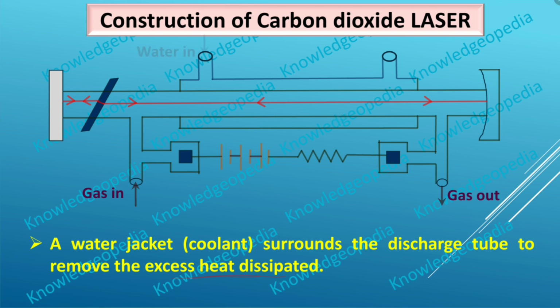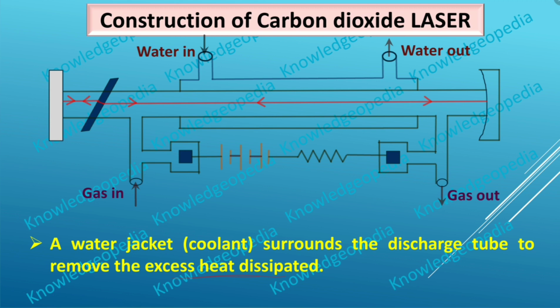So from one end the water gets into the water jacket and it flows out from the other end. While it is moving this way, it will take away the excess heat which is produced because of the scattering of electrons and molecules. So these are the different parts of carbon dioxide laser.